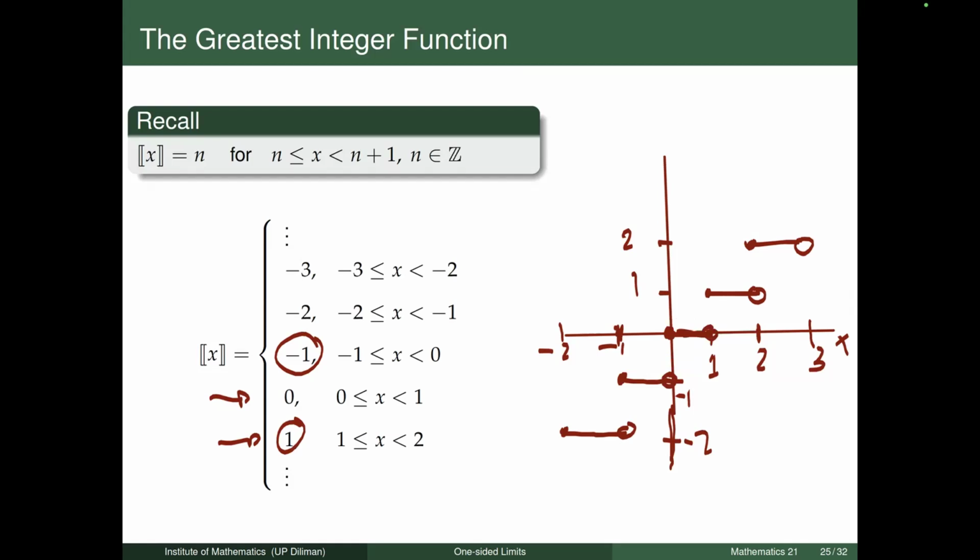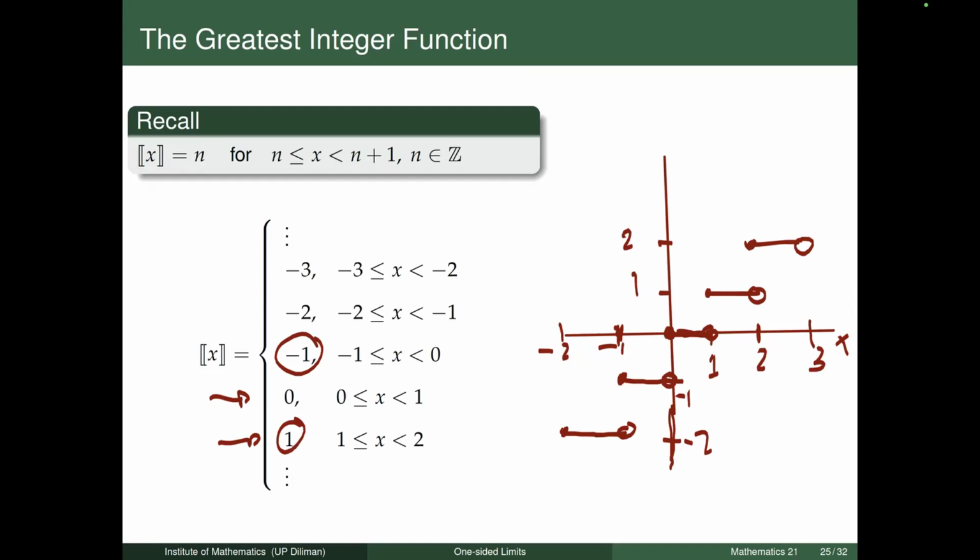Now, where is the GIF, the greatest integer function, used? It is used, class, for example, in tax bracketing. So when your income, for example, is less than 50,000, this is your tax. If it is greater than 50,000 but less than, say, 70,000, let's say your tax is 20%. And then higher, your tax is 25%. Higher, your tax is 30%. So what is that? The tax rate is fixed on an interval, but it changes, it increases. So that is an application of the greatest integer function.